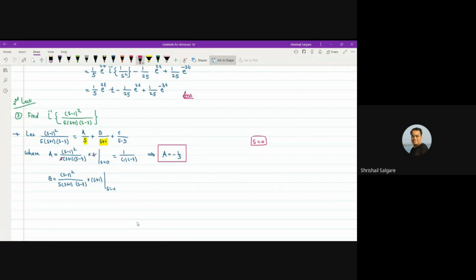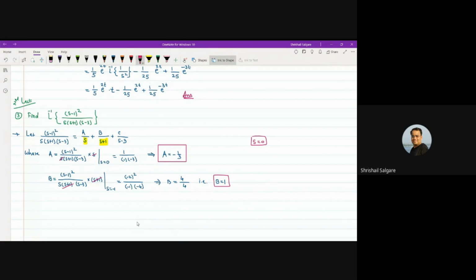Once again, this s plus 1 factor gets cancelled. The remaining is s equal to minus 1, that means (minus 2) square divided by s, which is minus 1, into minus 1 minus 3, which is minus 4. So b is equal to 4 divided by 4. It is coming 1, right? Someone wrote 2 in the chat box, that's why I'm asking. Yes, b is equal to 1.